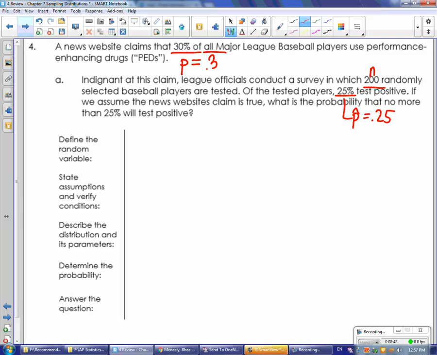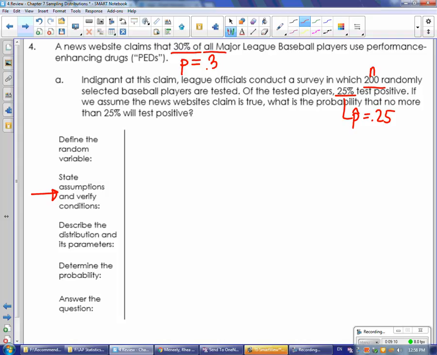If we assume that the news website's claim is true, what is the probability that no more than 25% will test positive? In order to answer this question, I need to know which probability distribution to use. So even though it asks you to define the random variable first, I think the very first thing we need to do is understand what kind of setting we have. What are the assumptions? What conditions are met?